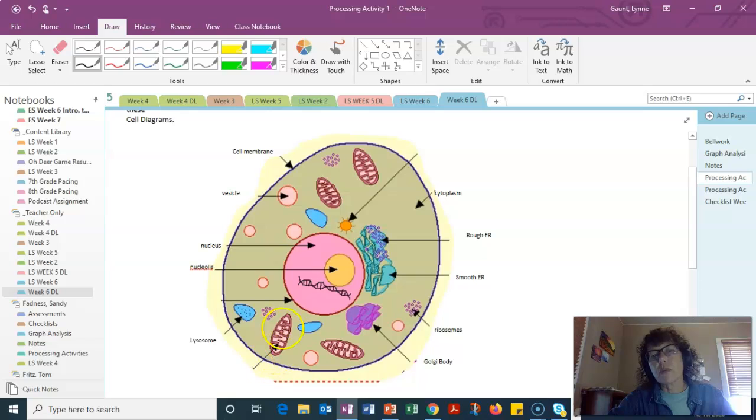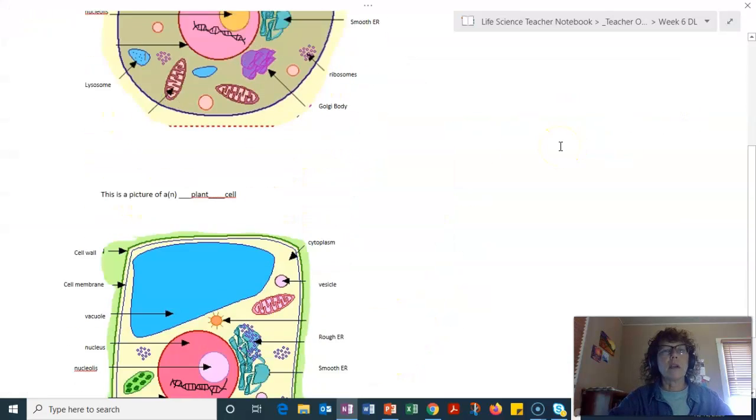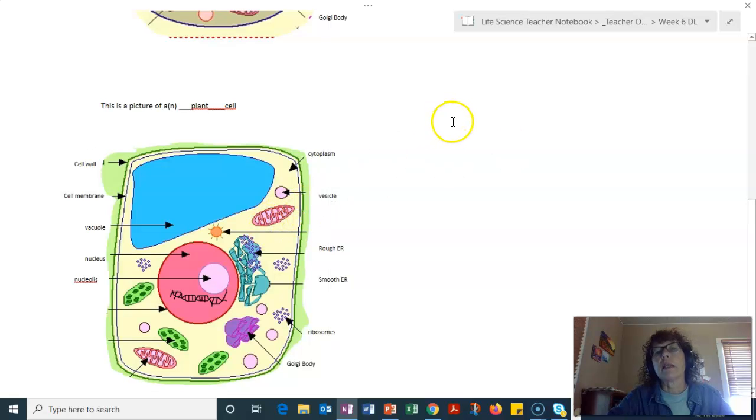All right, so now that you have some trash in your lysosome, you can go back here and press type and then come back to a full screen so we can finish labeling. We're getting there. So there are no lysosomes in the plant cell.